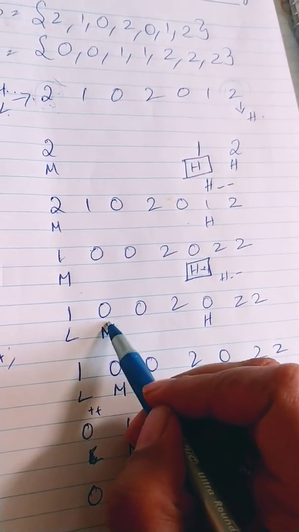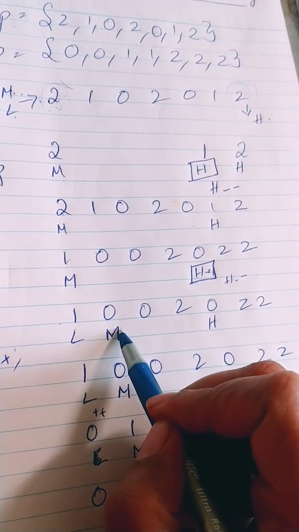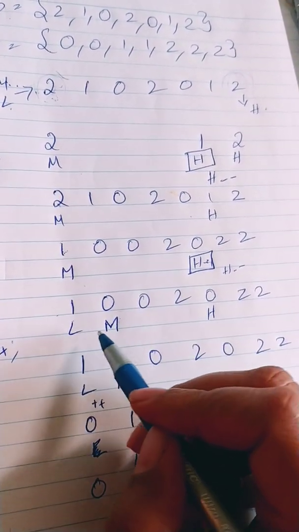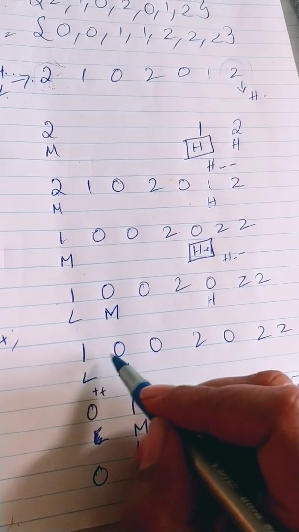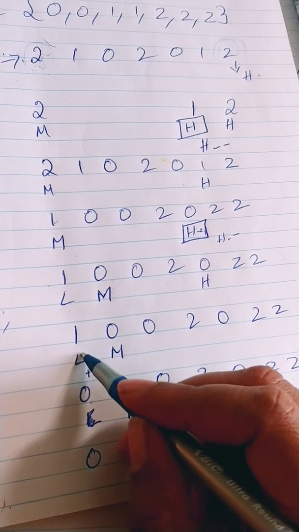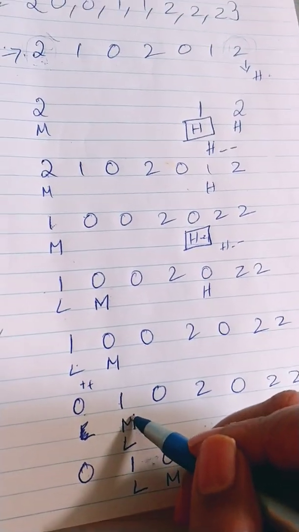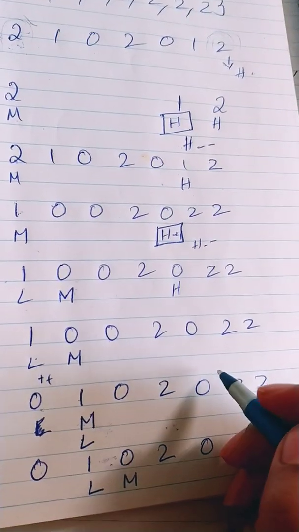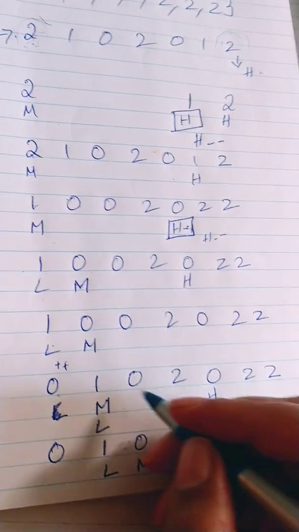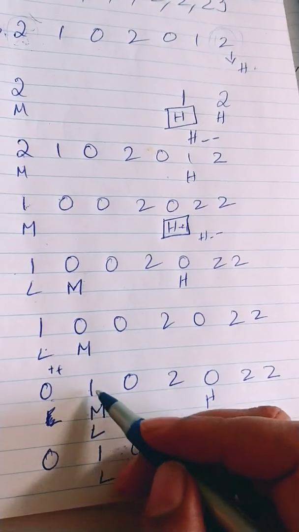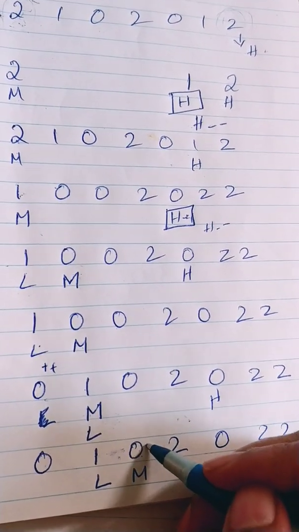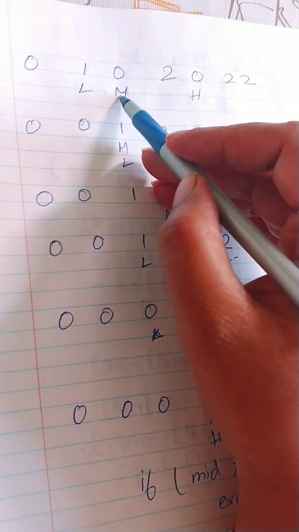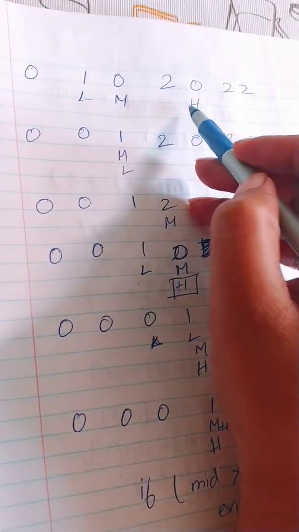When mid is 0, we swap between low and mid and we increment the low. So we swapped and incremented the low. So low is here, mid is here, and our high is here, and we move on. When it is 1, what we have to do is just move the index to the next position. After we do that, our low, mid and high.